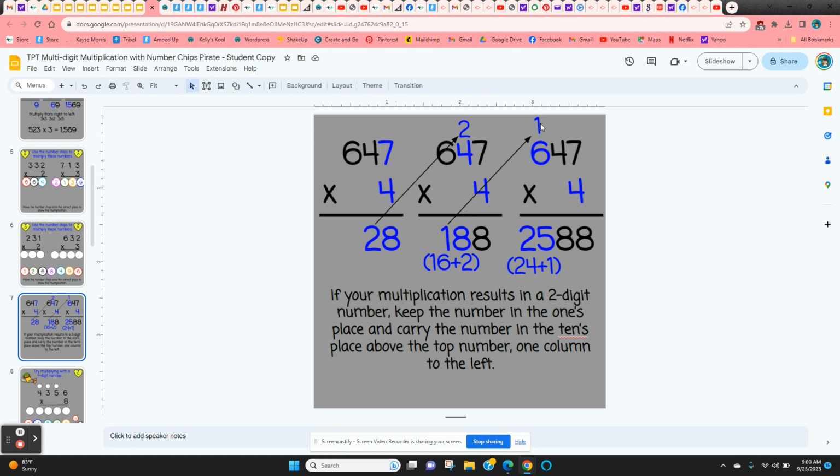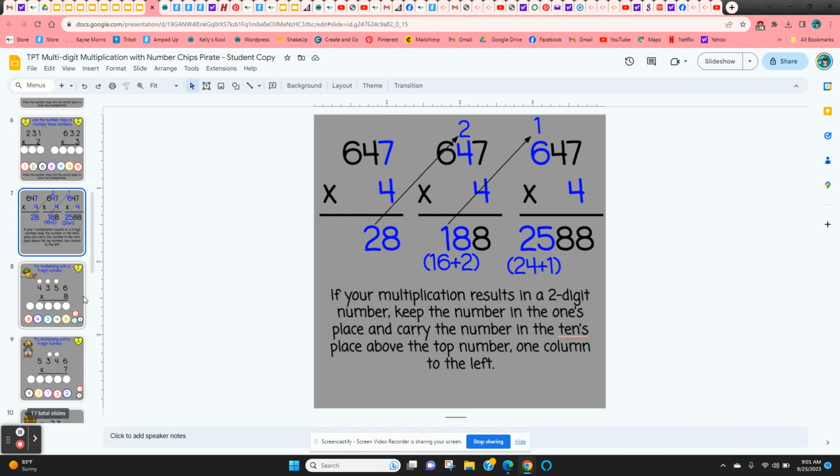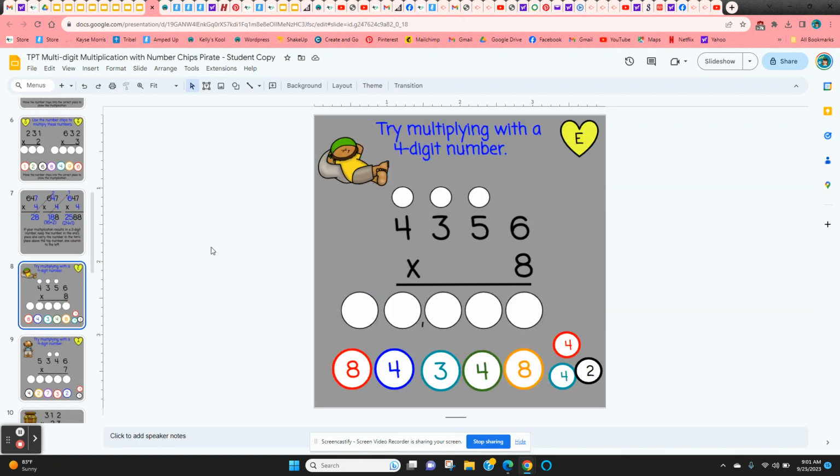The 1 is going to go to the next column to the left above that number. Then when we multiply 6 times 4, we get 24 and add that 1. So we get a final product of 2,588. They're going to be doing that on the next few slides.